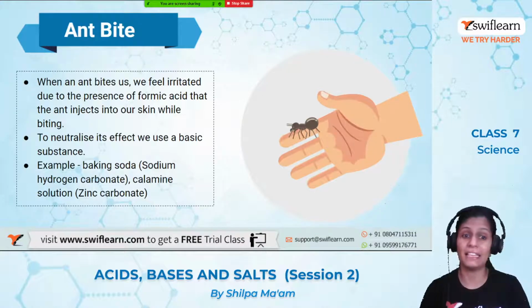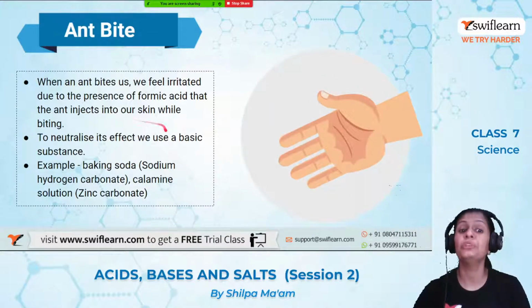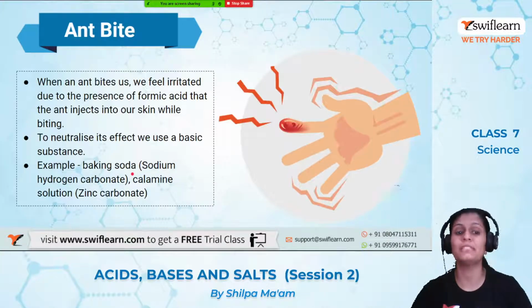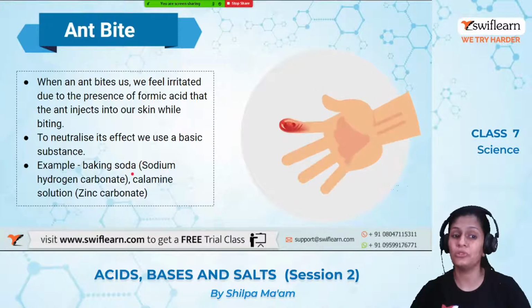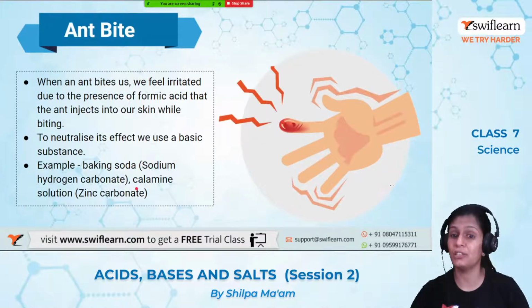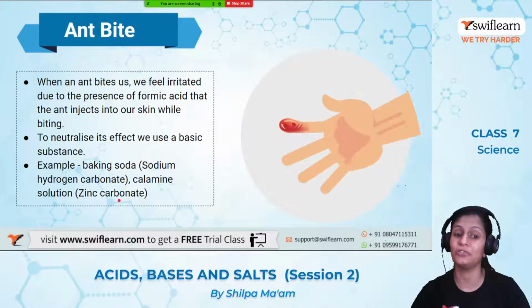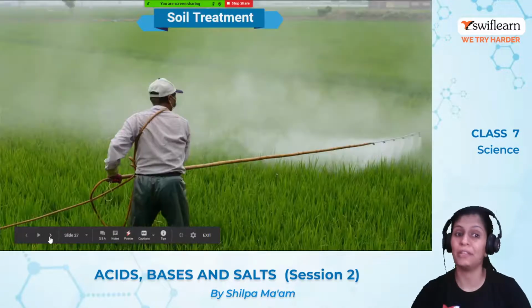Now this is an acid. You need to neutralize its effect. What you have to do is use a basic substance. What is that basic substance? Baking soda, it's readily available in your kitchens. You can use baking soda or you can use a calamine solution. Calamine solution is there that has zinc carbonate as one of its contents. So you can use that also when an ant is biting you.